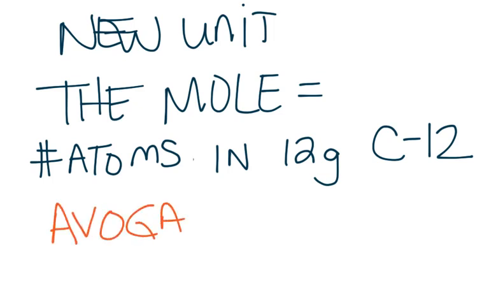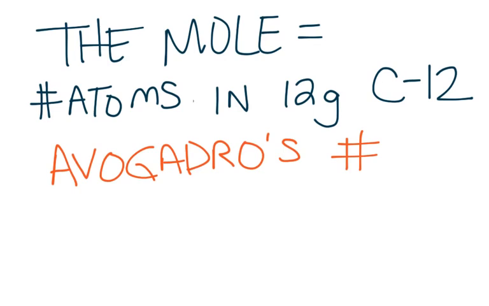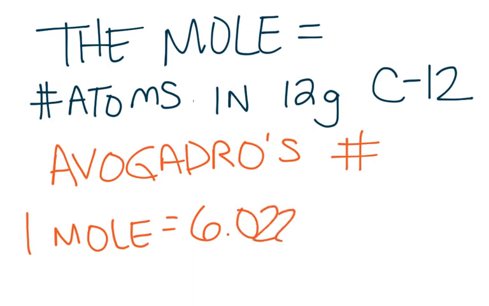So he decided that the number of atoms in 12 grams of carbon-12 was going to be called Avogadro's number. And that Avogadro's number, the number of atoms in 12 grams of carbon-12, is actually how many particles are in 1 mole of an element. Okay? So what he did is he said that 1 mole is equal to 6.022 times 10 to the 23rd atoms.